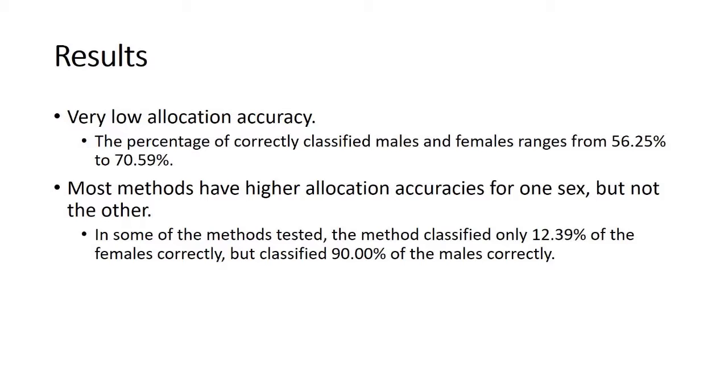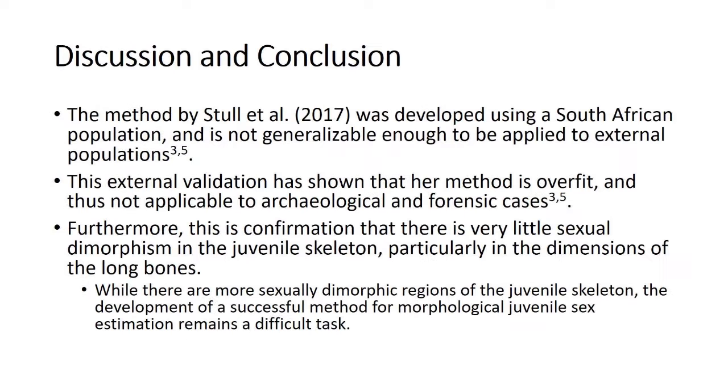Furthermore, some of the methods actually correctly assigned more males than females, or vice versa. So in one of our actual methods, it only identified correctly 12.39% of females that were tested, but it also correctly identified 90% of the males from that same method. So you can see that there's just a discrepancy there.